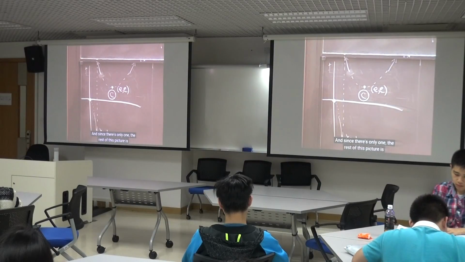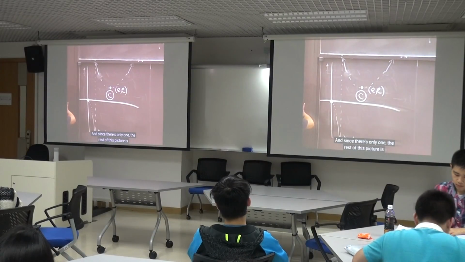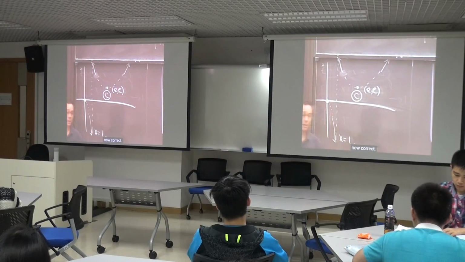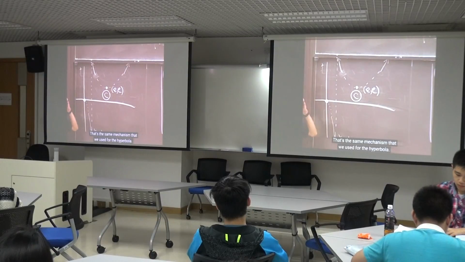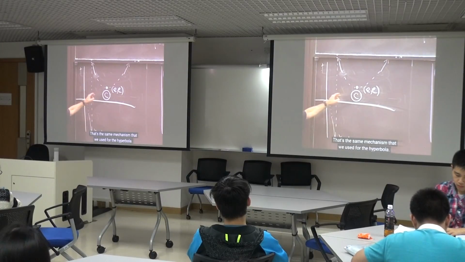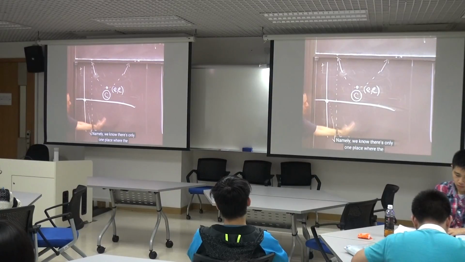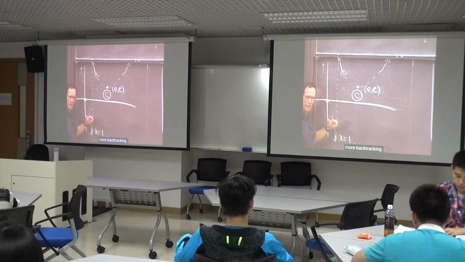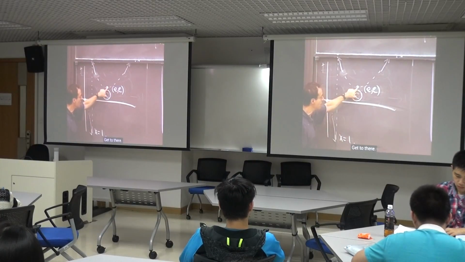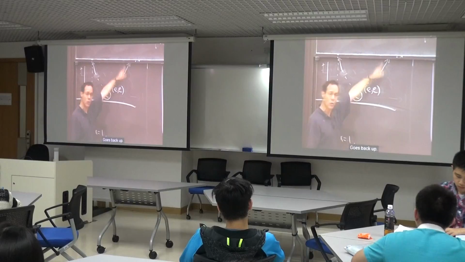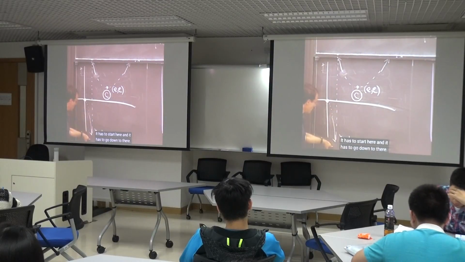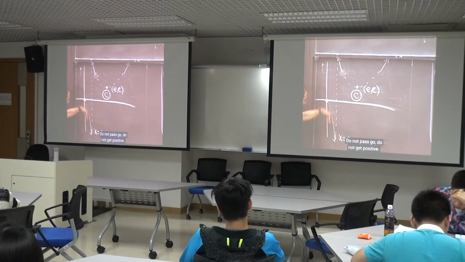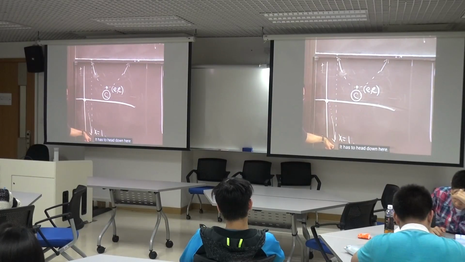And since there's only one, the rest of this picture is now correct. That's the same mechanism that we used for the hyperbola. Namely, we know there's only one place where the derivative is 0, so that means there are no more horizontals, so there's no more backtracking. It has to come down to here, get to there, this is the only place it can turn around, goes back up. It has to start here and it has to go down to there. It can't go above 0. Do not pass go, do not get positive. It has to head down here, all right?